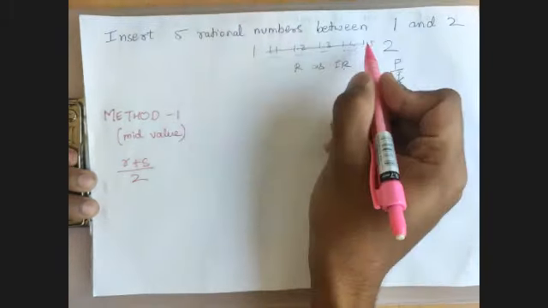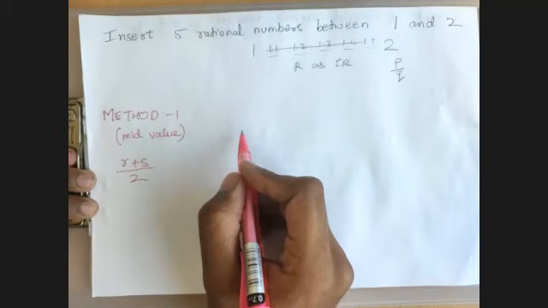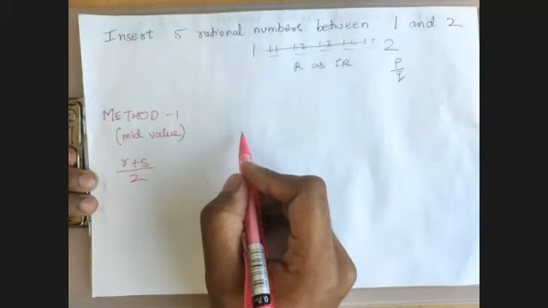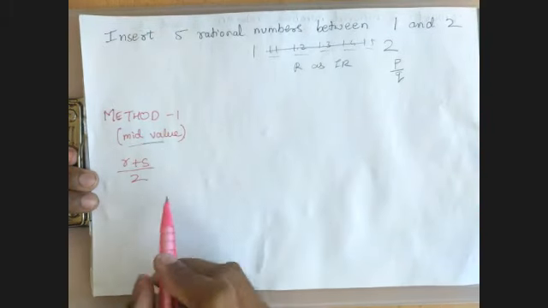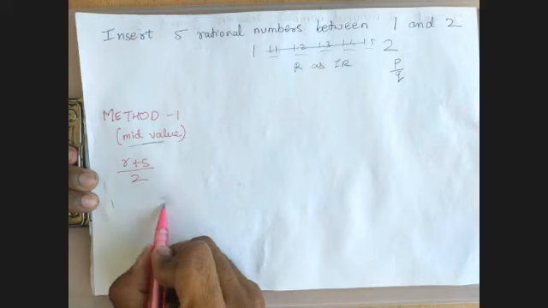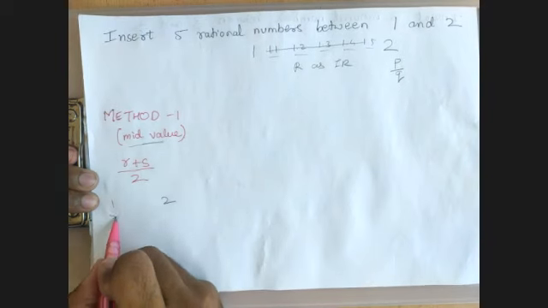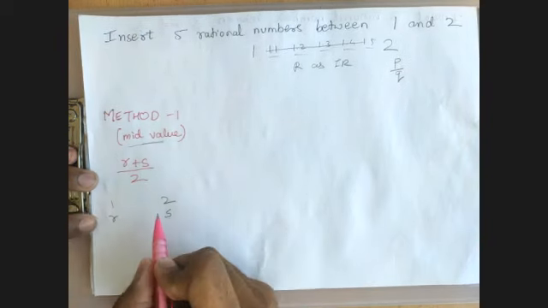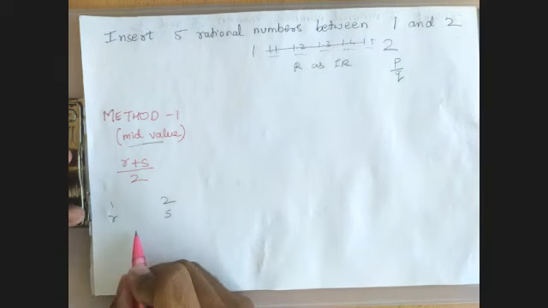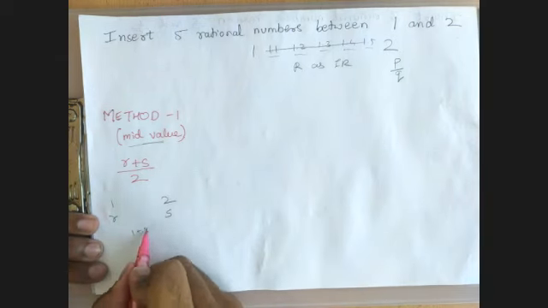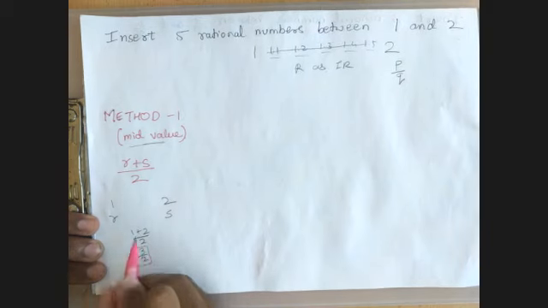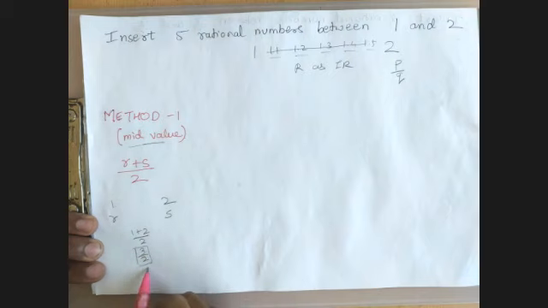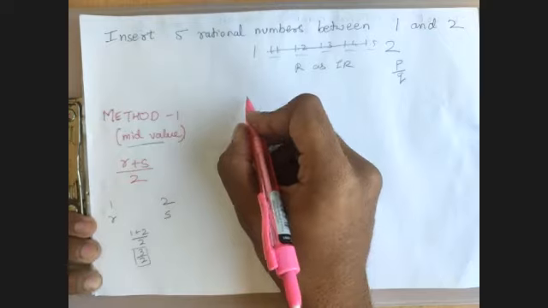So now let me represent them in the form of ratios. For this, there is a simple method called the midpoint value. What is that? I have two numbers, 1 and 2. I'll take 1 as r, 2 as s, and I find the midpoint in between them. That is 1 plus 2 by 2, that is 3 by 2. So 3 by 2 lies in between 1 and 2. So that is also a number. So we keep on doing this until we get 5 numbers.